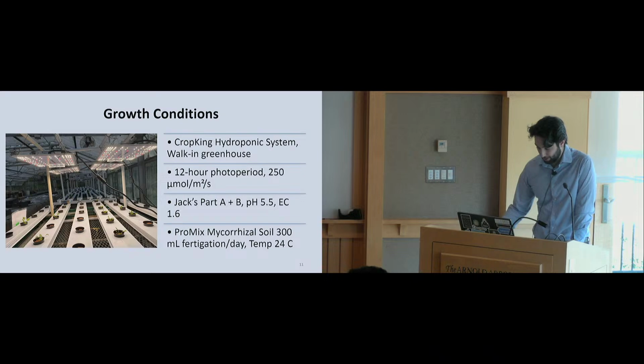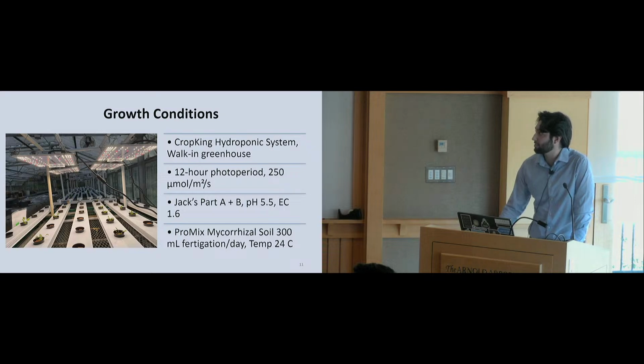And our growth conditions were the following. We had a Crop King hydroponic system with a 12-hour photoperiod set to 250 micromoles per meter squared per second as our light intensity. We fertigated with a Jax Part A and B fertilizer, which is a 20-15-26 fertilizer, and had an EC of 1.6 and a pH of 5.5.